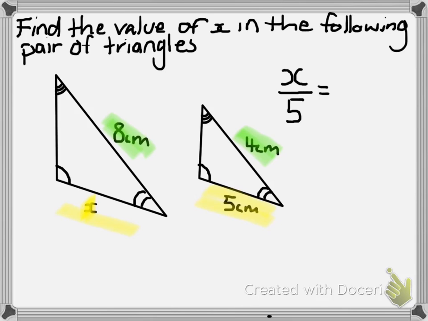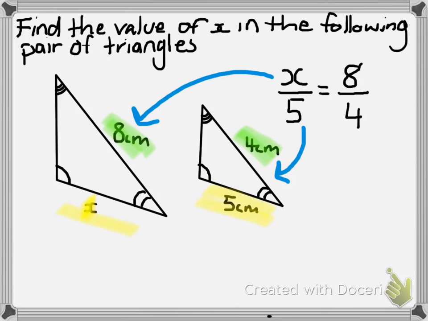Now, we're going to do the same thing as we did last time. We're going to put the bigger triangle's number on the top, which is 8, and we're going to put the smaller triangle's number on the bottom, which is 4. So we have an equation that has the large triangle's sides on the top of the equation and the smaller triangle's numbers on the bottom of the equation. Okay, we have x over 5 equals 8 over 4.